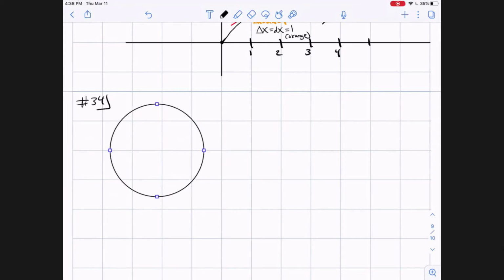So here's what's going on for number 34. You have a circular disc, which is what I drew, and they're saying the radius is 24, but you measure it with some device that can have an error rating of up to 0.2 centimeters.